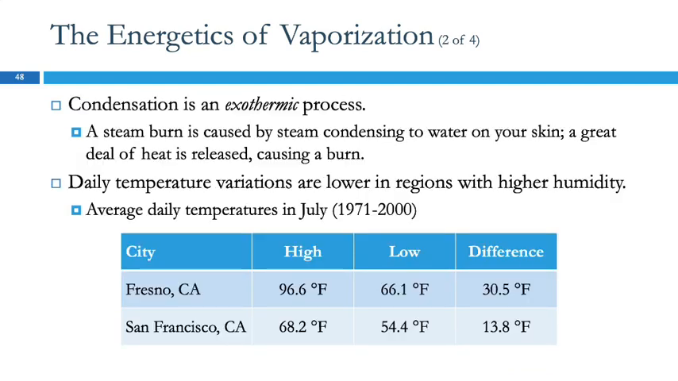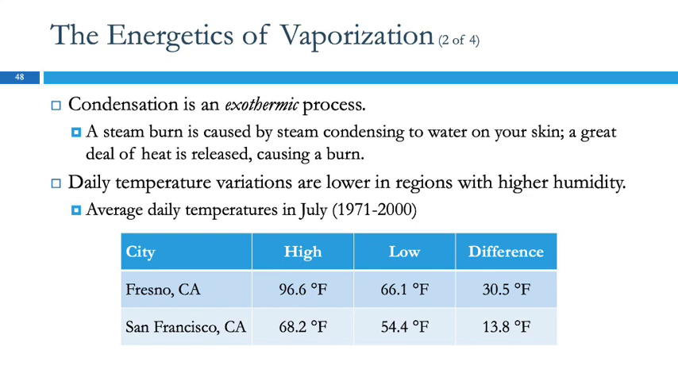So evaporation is an endothermic process, and this makes sense because if we think about, well, how could we make something evaporate faster? How could I make this wet towel dry faster, right? I could put it in the dryer and heat it up. I could stick it in the sun and heat it up. Putting energy into it causes it to evaporate faster.